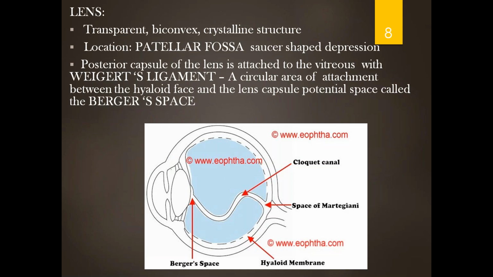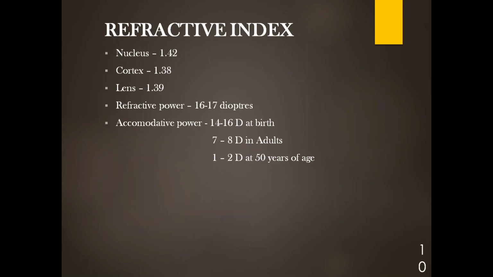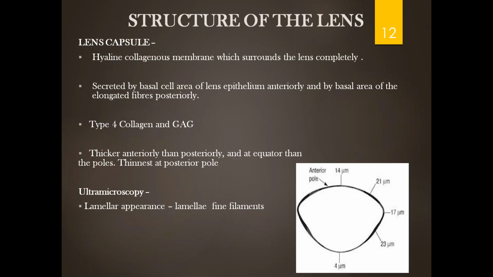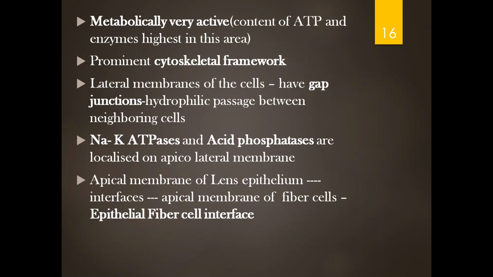So the lens is a transparent biconvex crystalline structure. This is the anatomy of the lens. These values, fine, it's good to know, but the refractive power of the lens is important. It's about 16 diopters. The refractive index is about 1.39. And then this forms the surgical anatomy. There's a capsule, there's a cortex, then epinuclear plate, and then the nucleus. Then structure of the lens. There's a lens capsule. All this is not required for you.